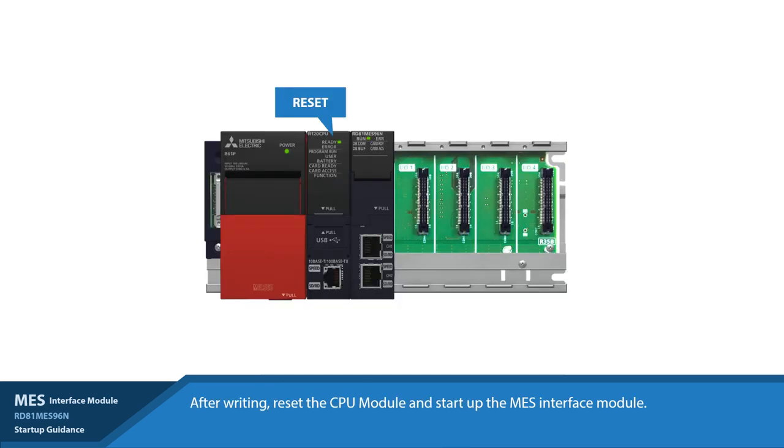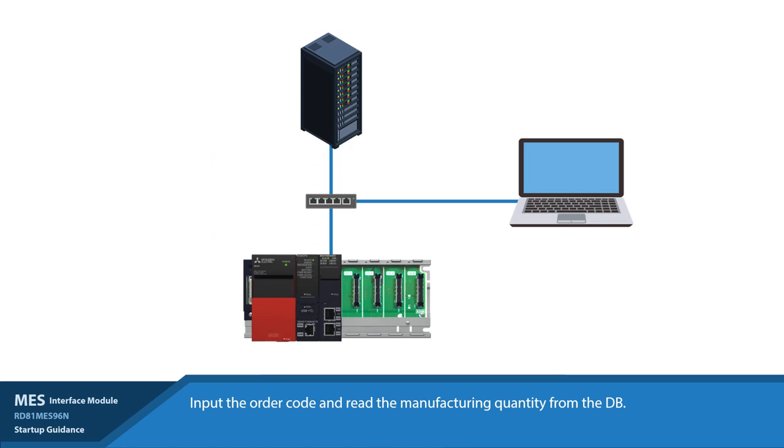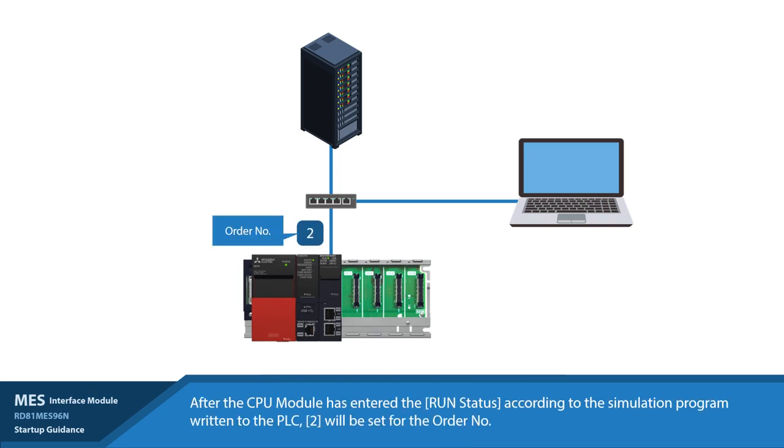After writing, reset the CPU module and start up the MES Interface module. After resetting, set the MES module to run status. Input the order code and read the manufacturing quantity from the database. After the CPU module has entered the run status, according to the simulation program written to the PLC, 2 will be set for the order number.